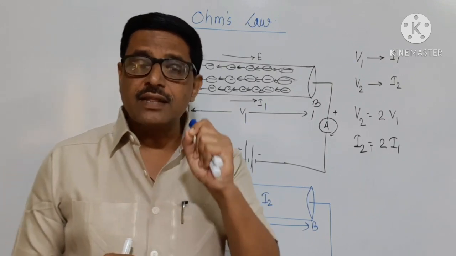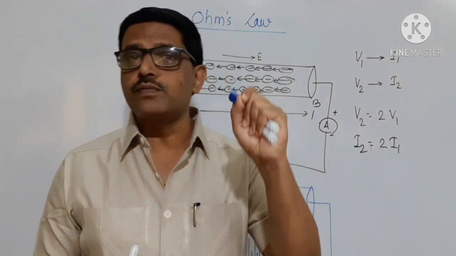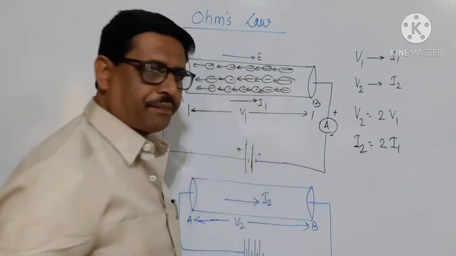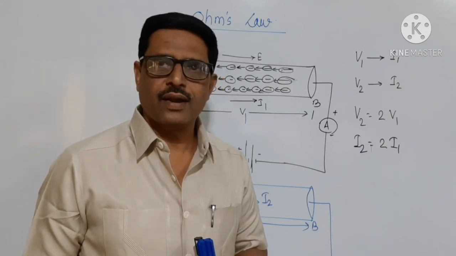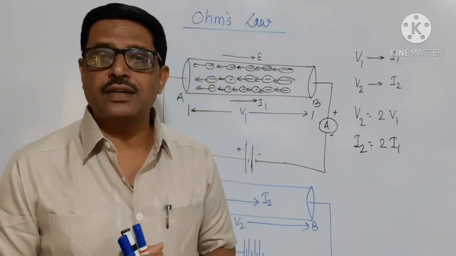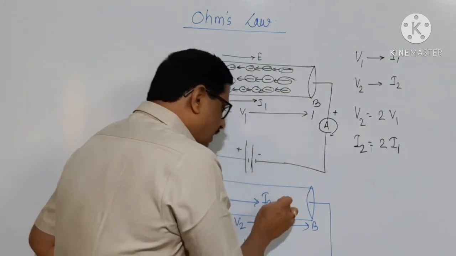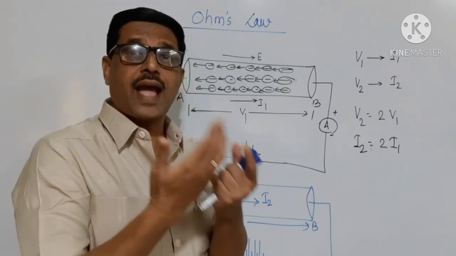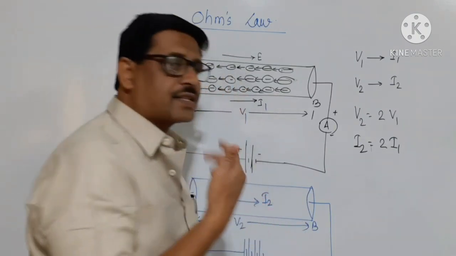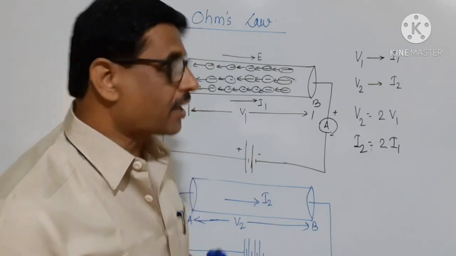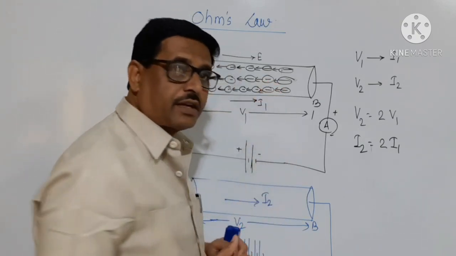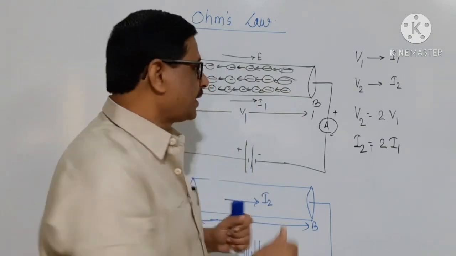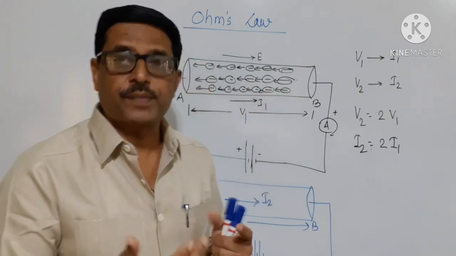The simple practical approach of Ohm's law states that as far as the physical state of the conductor remains the same. What is the physical state of the conductor? As far as the material of which the conductor is made is the same, the length of the conductor is the same, the area of the cross section of the conductor is the same, and the temperature at which the conductor is kept is the same.